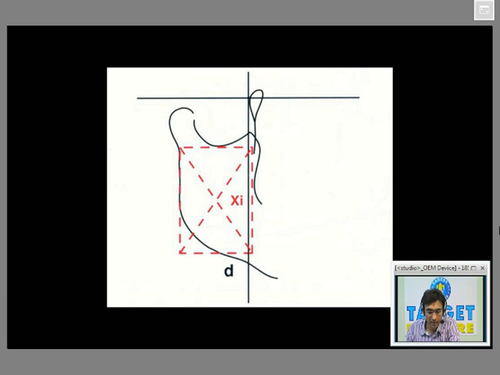Now in this rectangle, they construct 2 diagonals from the diagonal points. When you get the center of this, it is called the Xi point. It is considered to be the geometric center of the mandible.